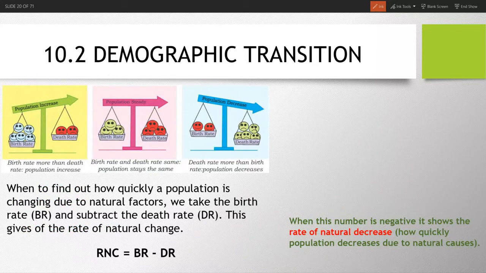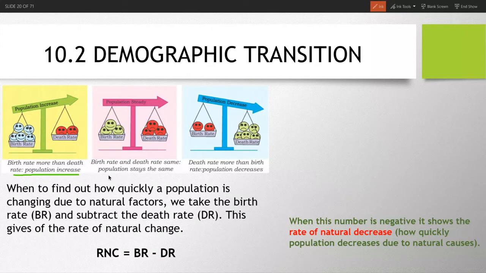So how do birth rates and death rates connect with population increase or decrease? From our visuals here, we can see clearly that if the birth rate is greater than the death rate, then you will have a population increase. There are more births occurring at a higher rate than deaths. So naturally, population will increase.